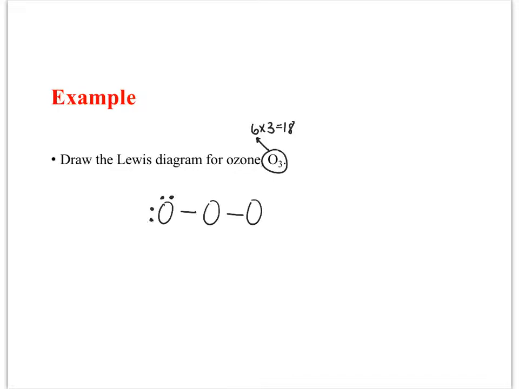Complete the octet, so that's 12. So I have 2 more electrons left, and I would put them on the center atom. So I'm done with drawing electrons. I have 18 electrons in this picture, but the problem is that the center oxygen only has 6 valence electrons.